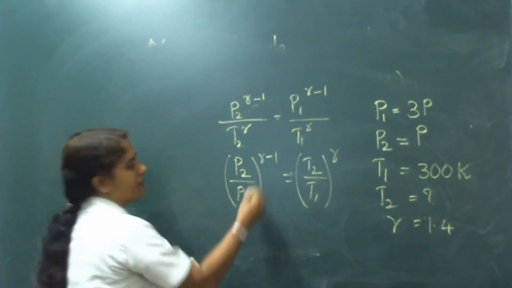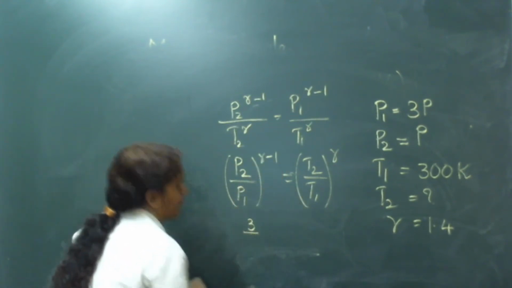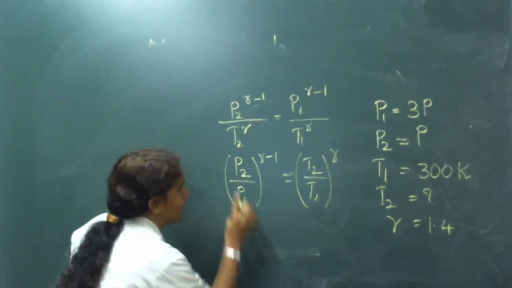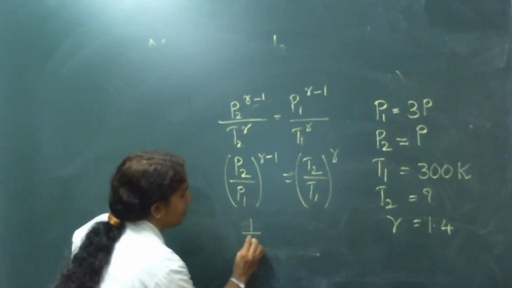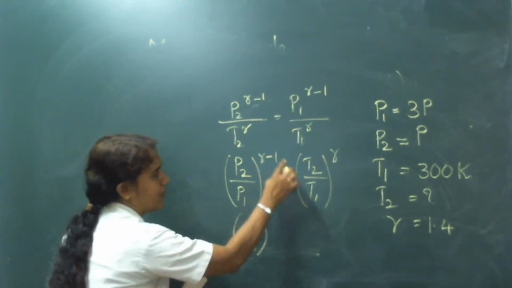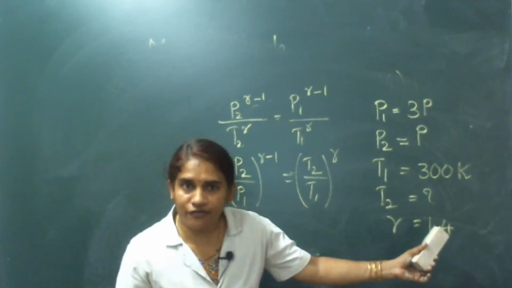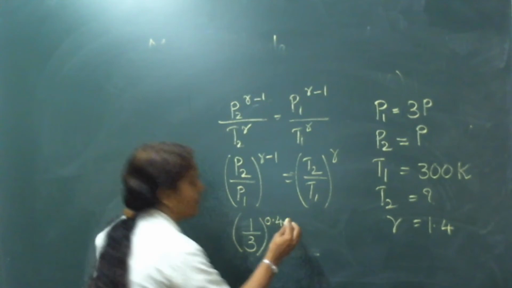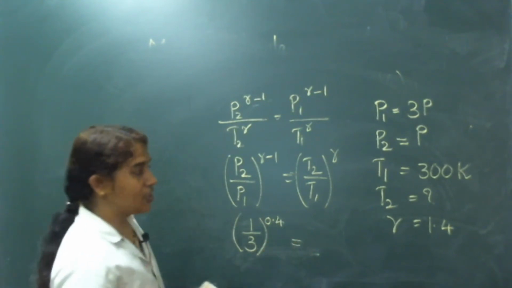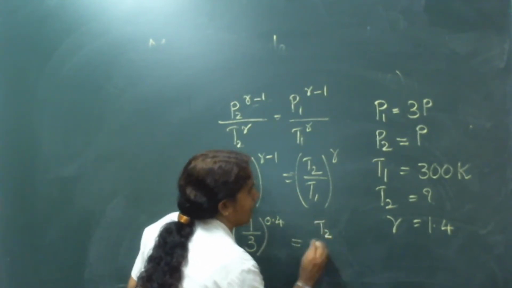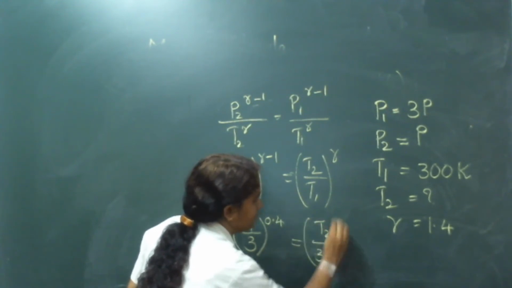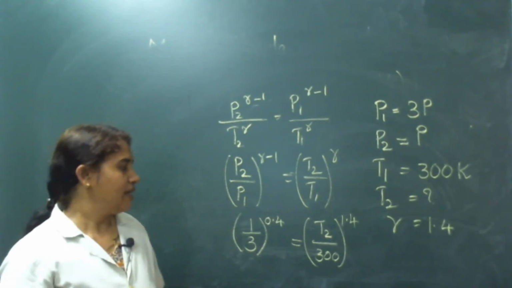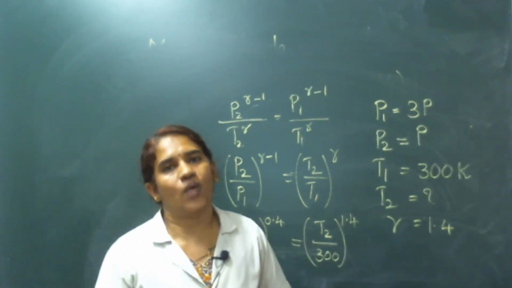If we are reversing, P2 is P, P1 is 3P. So, 1 by 3 raised to gamma minus 1. What is gamma? 1.4. So, gamma minus 1 means only 0.4. So, 1 by 3 raised to 0.4 is equal to T2, which we don't know, by 300, raised to 1.4.